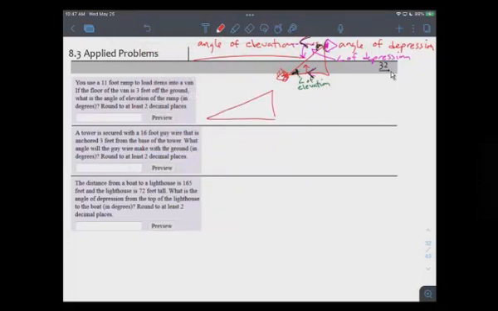Okay, so if you use an 11-foot ramp to load items into a van, that ramp's going to look like this, and the length of the ramp is 11 feet. If the floor of the van is 3 feet off the ground, that means the top of the ramp to get into that van is 3 feet. And they ask, what's the angle of elevation? Well, the angle of elevation is from the ground up, so it's this angle formed right here.